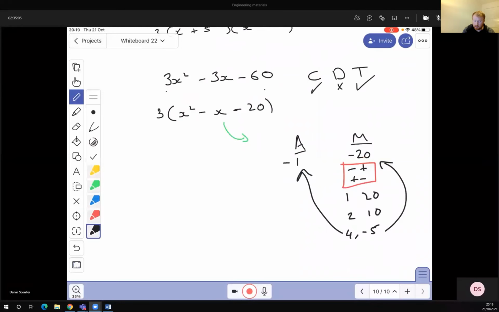We can take those factors and just put them in. There's nothing in front of that x squared term, so it's x plus 4, x minus 5. We can't do anything else to simplify. Those brackets are straight back to what they need to be.